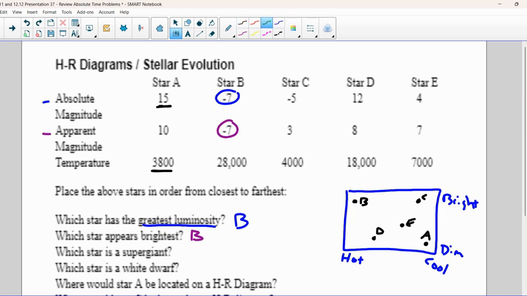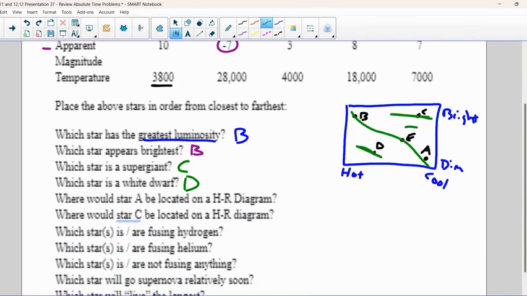And then remember that our main sequence stars are right there. Our supergiants and giants would be there, and our white dwarfs would be there. So as we go to answer these questions, which star is a supergiant? It is star C because it is located up here in the supergiants. Which star is a white dwarf? It would be star D because it's down here where the white dwarfs are.